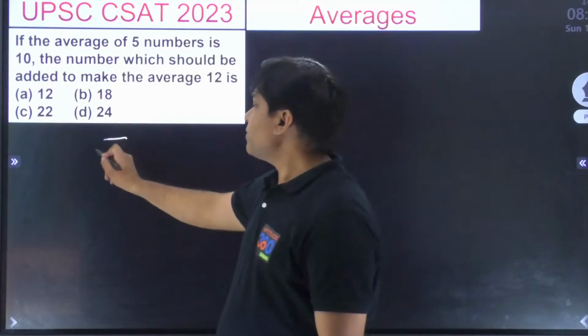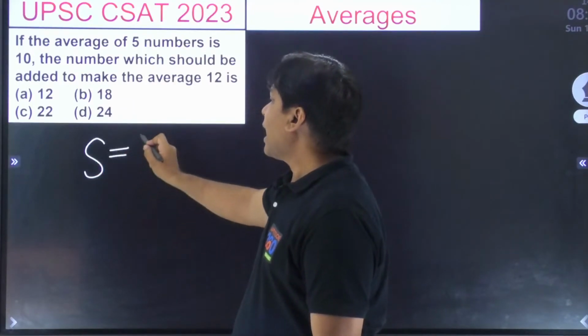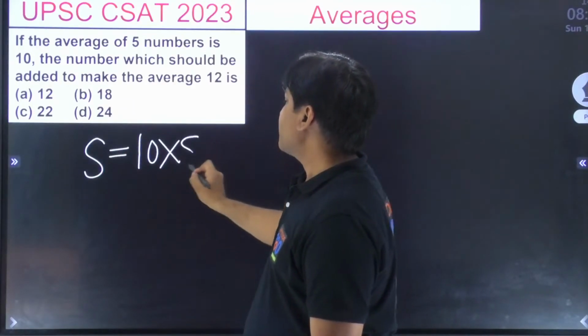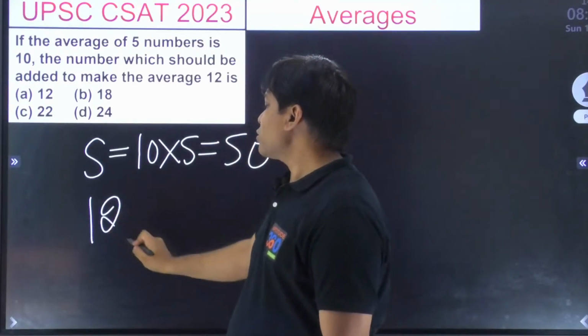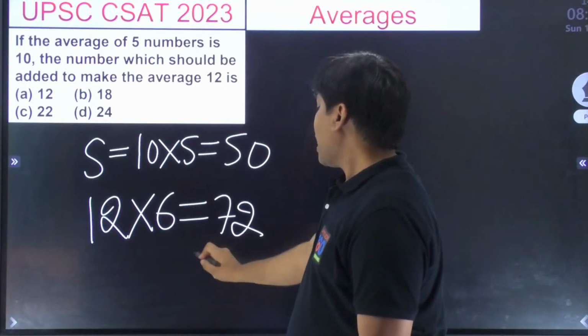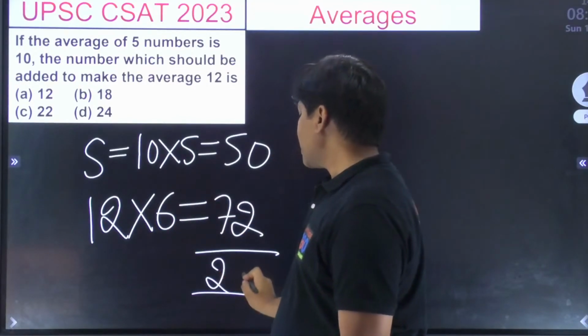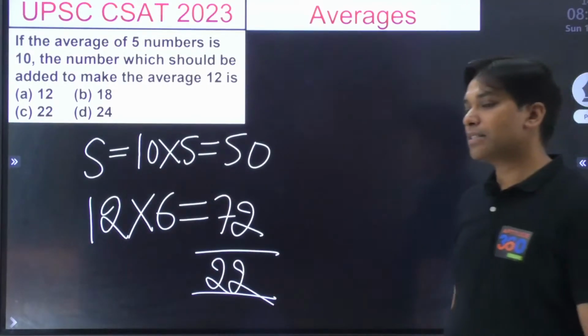So the sum was 50, isn't it? 5 numbers, what is the total sum? Average into number which is coming out as 55, which is 50. And 12 हो गया. Average 12 होने का मतलब 12 into 6, which is 72. How much extra you should be bringing? 22. काम खत्म हो गया problem का. Anybody who is not getting, Priyanka is getting the answer. Good job, Priyanka.